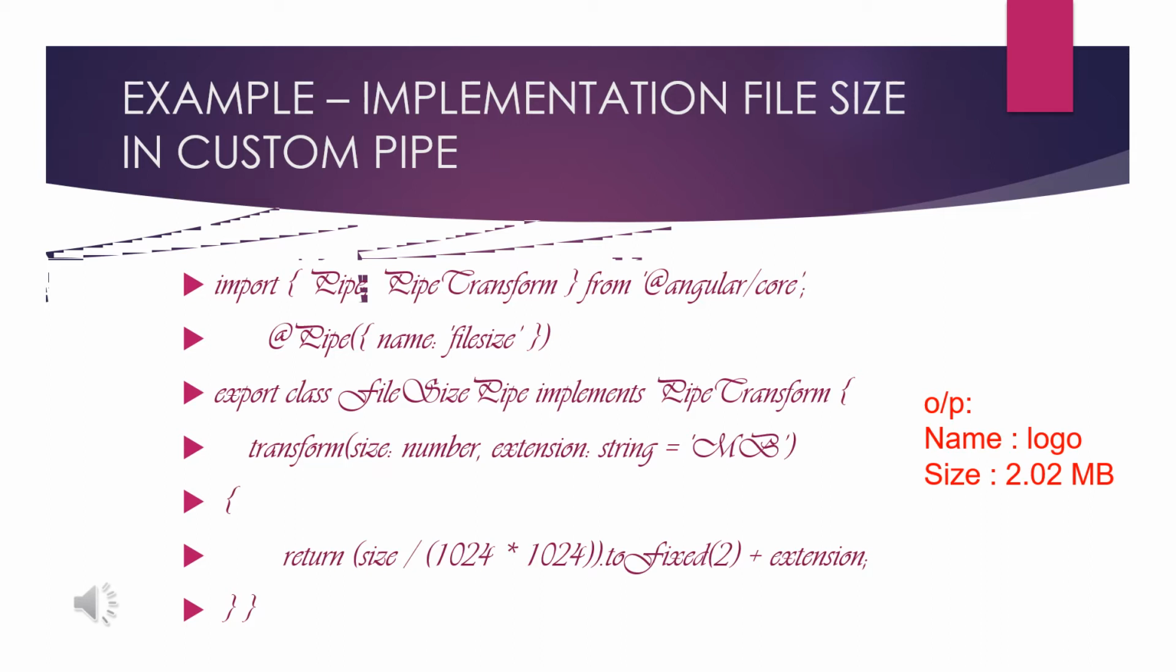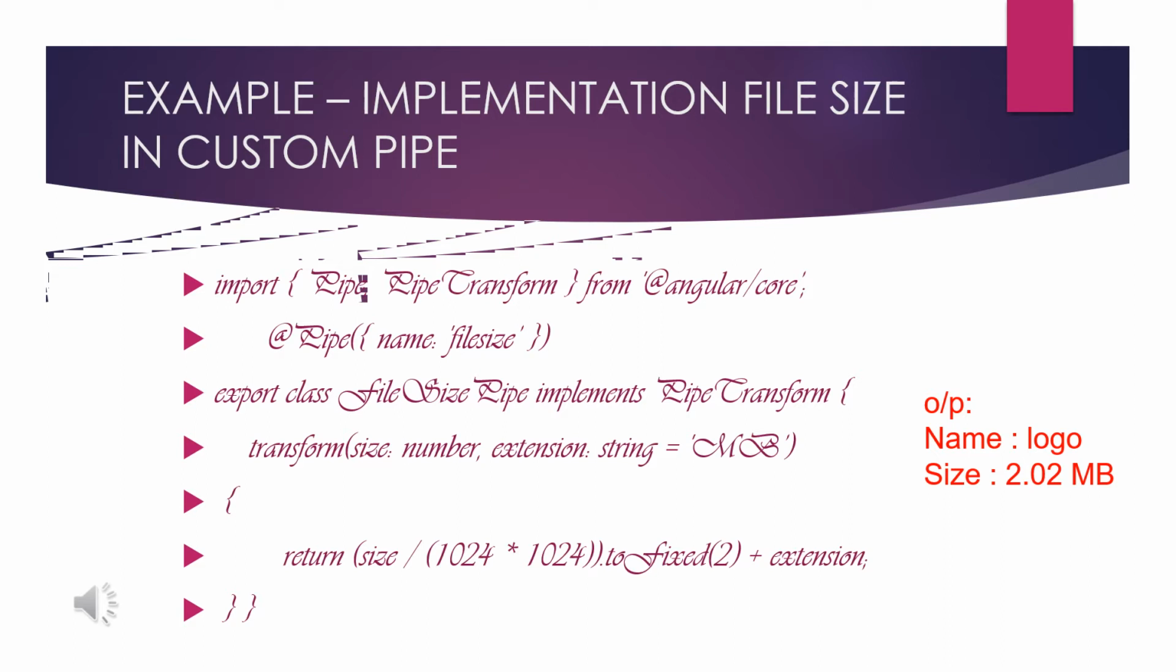In the export class, we need to implement the PipeTransform interface, as in the file size pipe. Inside that we have a transform function, and we have two parameters, size and extension. Size belongs to number, and extension is a string, which is MB. In the return statement, I have the size divided by 1024 and by 1024, which will be fixed to 2 decimal places, plus we need to give the extension.